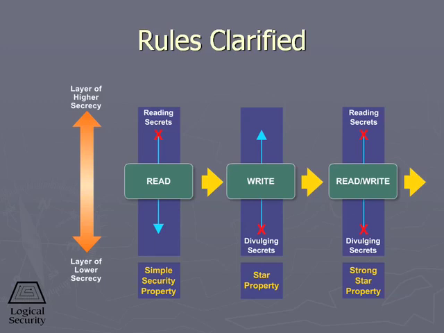This diagram shows this. Again, the simple security property says to protect confidentiality of information, you cannot read objects at a higher layer. To protect confidentiality, the star property says you are not allowed to write information to lower layers. Otherwise, you are divulging our secrets. And finally, the strong star property says you're not allowed to read or write to any layer except the one that you live in.